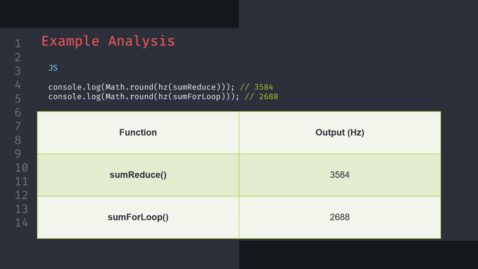Here, some reduce and some for loop are tested. Although you'd expect a loop to be faster, in some cases, the reduce method can be optimized better by JavaScript engines. The actual results may vary per environment.